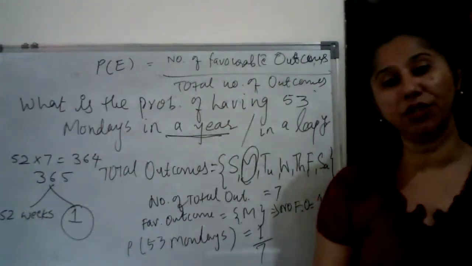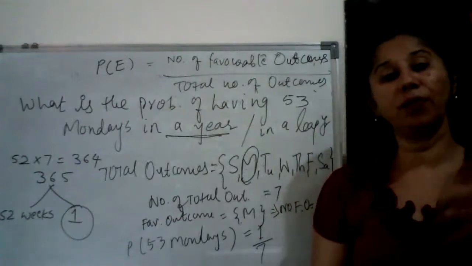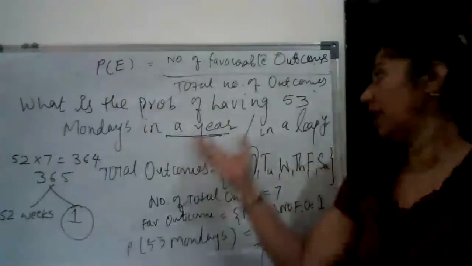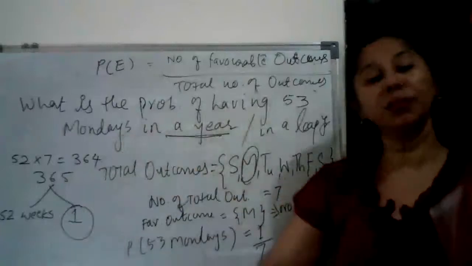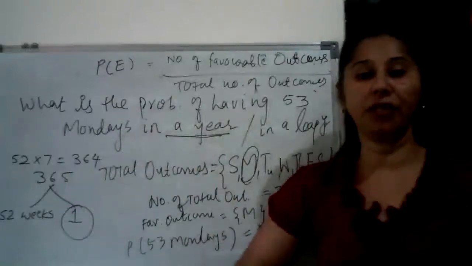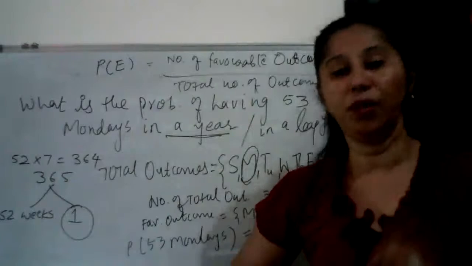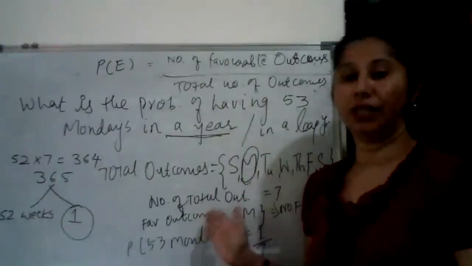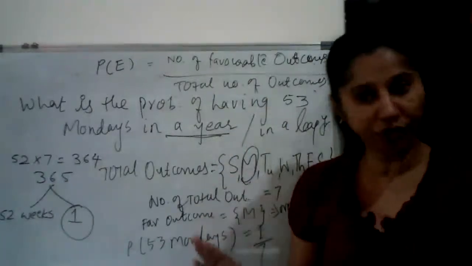I hope this is clear to you. और अब इसी क्वेश्चन को आपको हर तरीके से पूछा जा सकता है, you know, like they can change any day with the probability of having 53 Sundays or 53 Mondays or 53 Tuesdays, कोई भी हो, आपको same method follow करनी है। I hope this is clear to all of you.